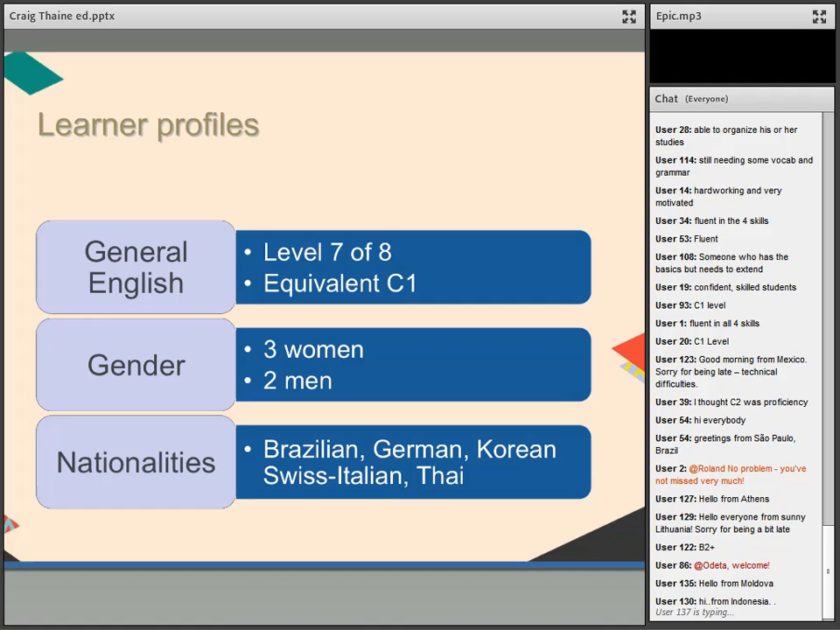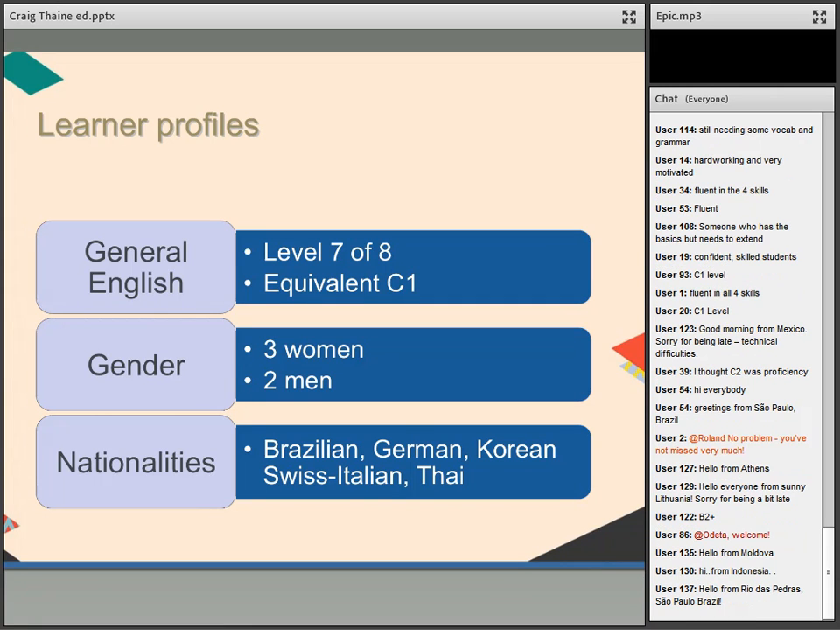So the learner profiles: the 5 learners that I worked with were at level 7 out of 8 levels in the school that I worked for. So they were in an advanced class. We also have a post-advanced class at C2 level. So more or less their language level of competence was C1 level. There were 3 women and 2 men, and I also had a great range of nationalities: 1 Brazilian student, 1 German, 1 Korean, 1 Swiss Italian, and 1 Thai learner. So I was very, very lucky in that sense.